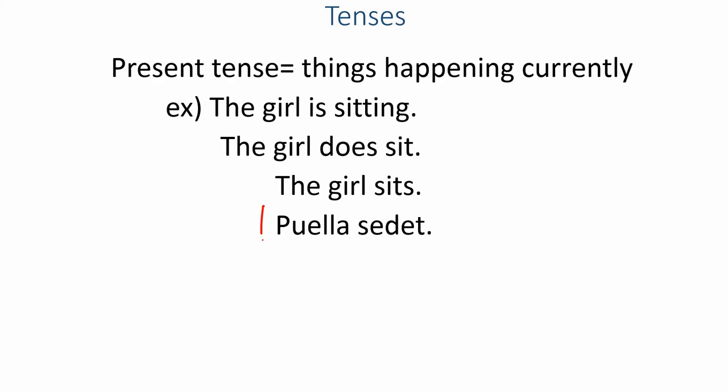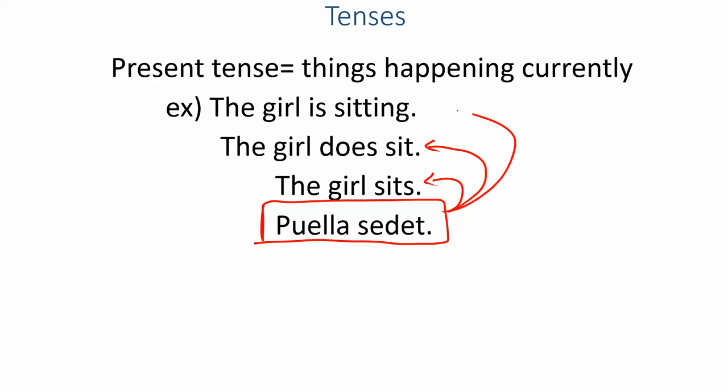Remember that in Latin, if we see a sentence, there are 3 ways that it translates into English present tense. We can translate puella sedet as the girl sits, the girl does sit, or the girl is sitting. And this works for every present tense verb in every present tense situation.